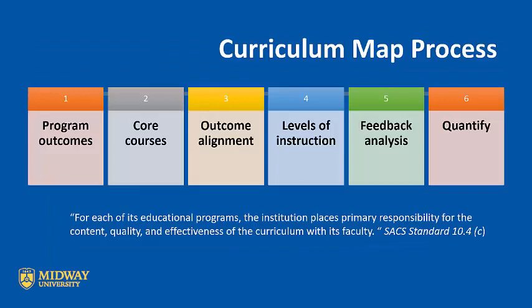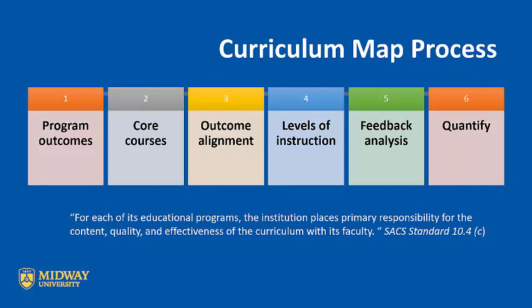The glue that holds together the components of the curriculum mapping process is faculty professional judgment and integrity. For each of its educational programs, the institution places primary responsibility for the content, quality, and effectiveness of the curriculum with its faculty, SACS Standard 10.4C.